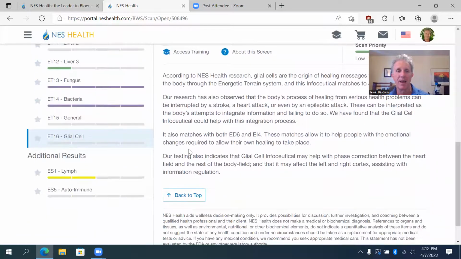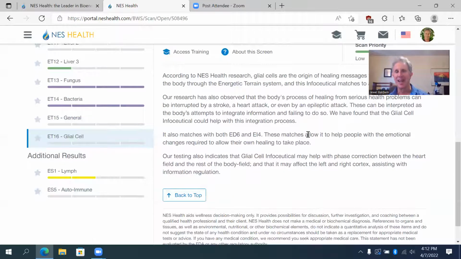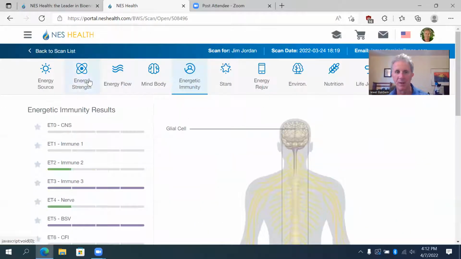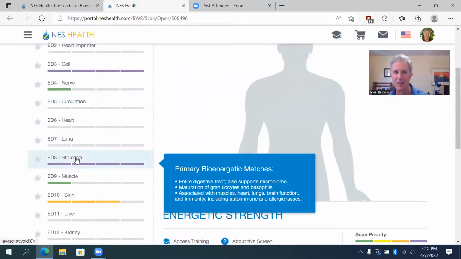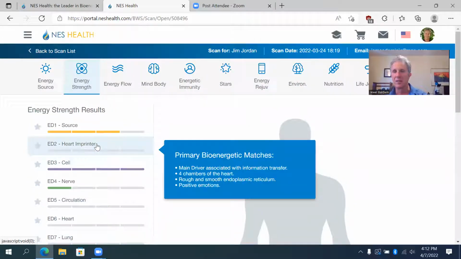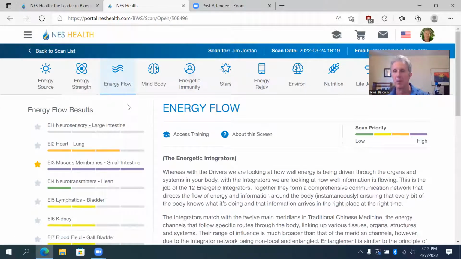2 other scan items here that are actually ESs, which will lead us right into the next screen. Energetic stars are more complex remedies. They're actually combinations of drivers and integrators. Drivers, back from the energy strength screen, like cell driver, circulation driver, stomach driver, sort of boosting the energy of those systems of the body. And the integrators, which are the meridians, the information network through which communication takes place throughout the body field.